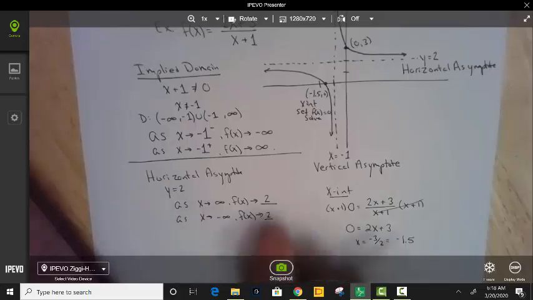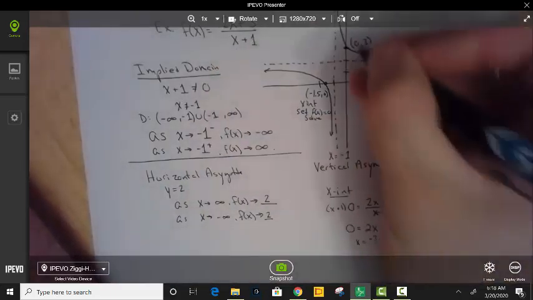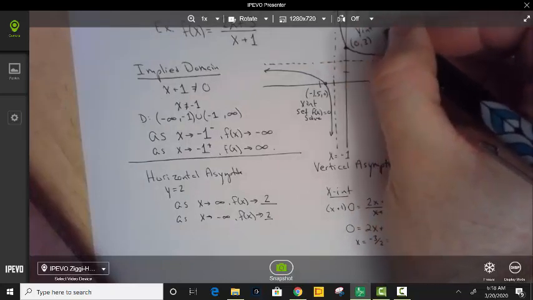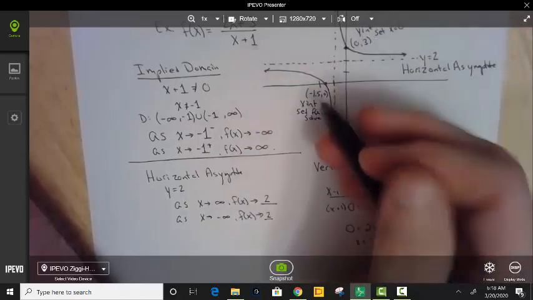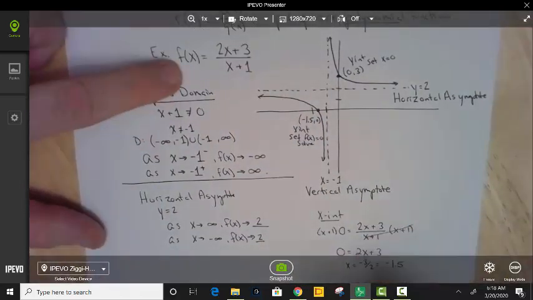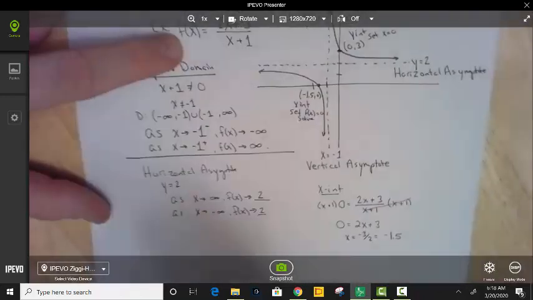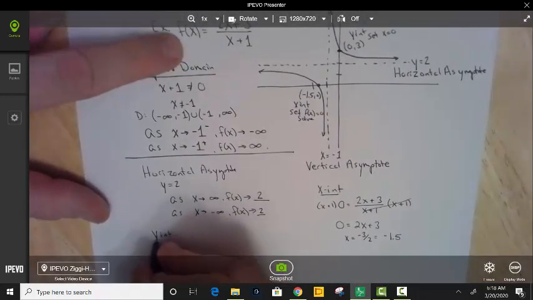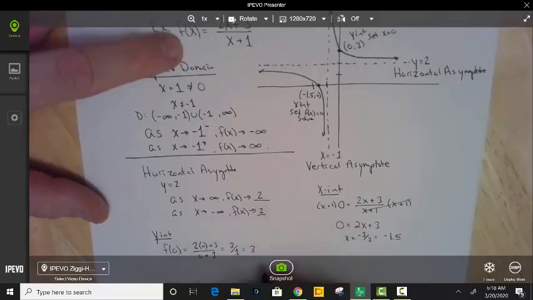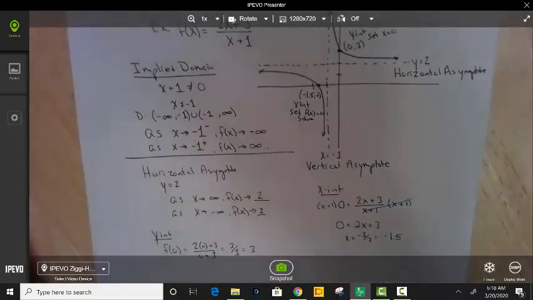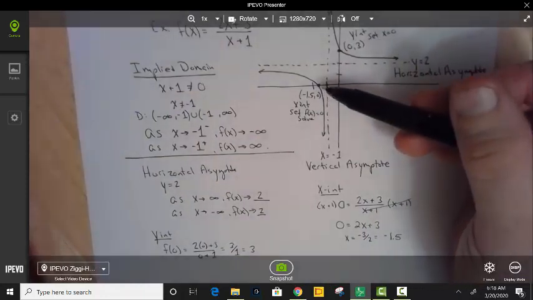Now, same with the y-intercept. The y-intercept at (0, 3) is still found the same way that we've always done it. Set x equal to 0 and evaluate. So if I go up here to the function and plug 0 into the function, 2 times 0 plus 3 over 0 plus 1, we get 3 over 1, which is 3. Okay, so we know how to find the y-intercepts, and we know how to find the x-intercepts.